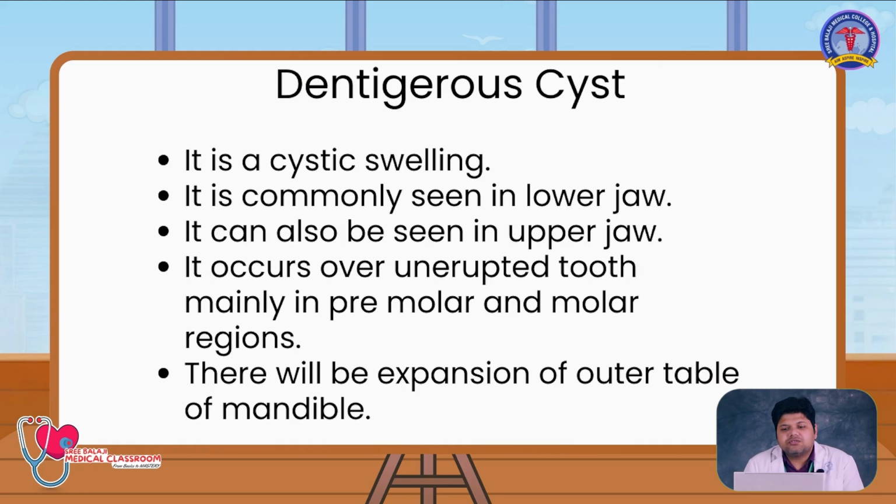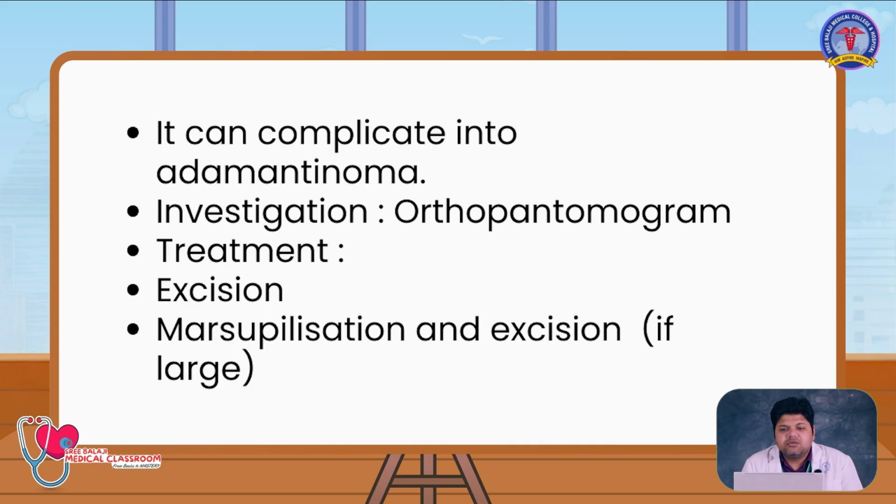Dentigerous cyst, also called follicular odontome. It is a unilocular cystic swelling arising in relation to the dental epithelium from an unerupted tooth. It is commonly seen in the lower jaw but can also be seen in the upper jaw. It occurs over the crown of an unerupted tooth, commonly in relation to a premolar or molar. It causes expansion of the outer table of the mandible. Clinical feature: painless swelling in the jaw which is smooth and hard. Differential diagnosis can be ameloblastoma, dental cyst, osteoclastoma, and as a complication it can turn into ameloblastoma.